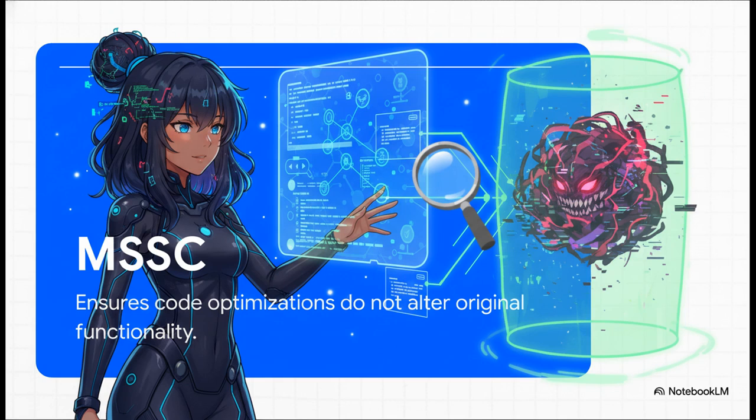Well, enter MSSC, or Microsnippet Semantic Calculation. Think of it as a ruthless auditor. It meticulously verifies the execution paths and function calls just to absolutely guarantee that the optimized code operates exactly like the original. No broken logic allowed.